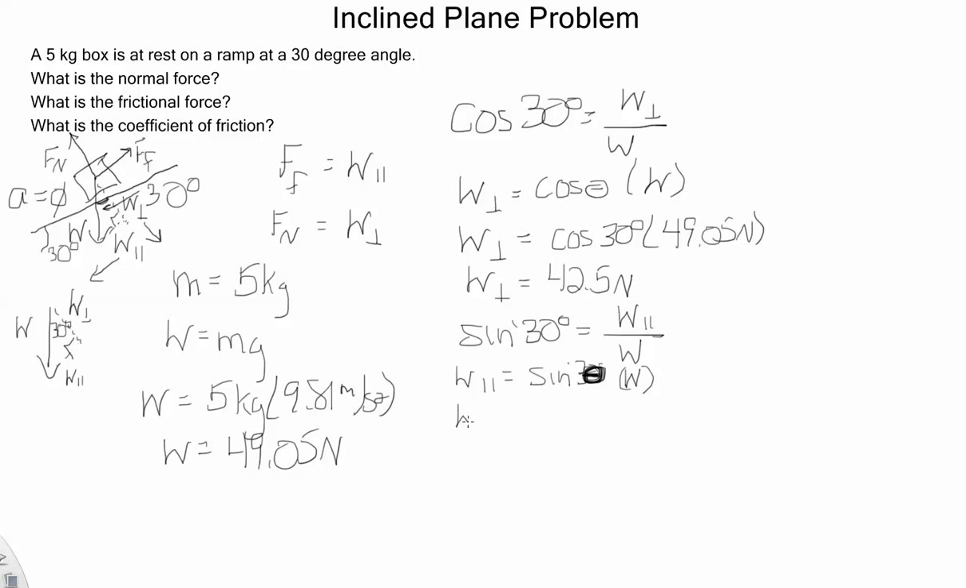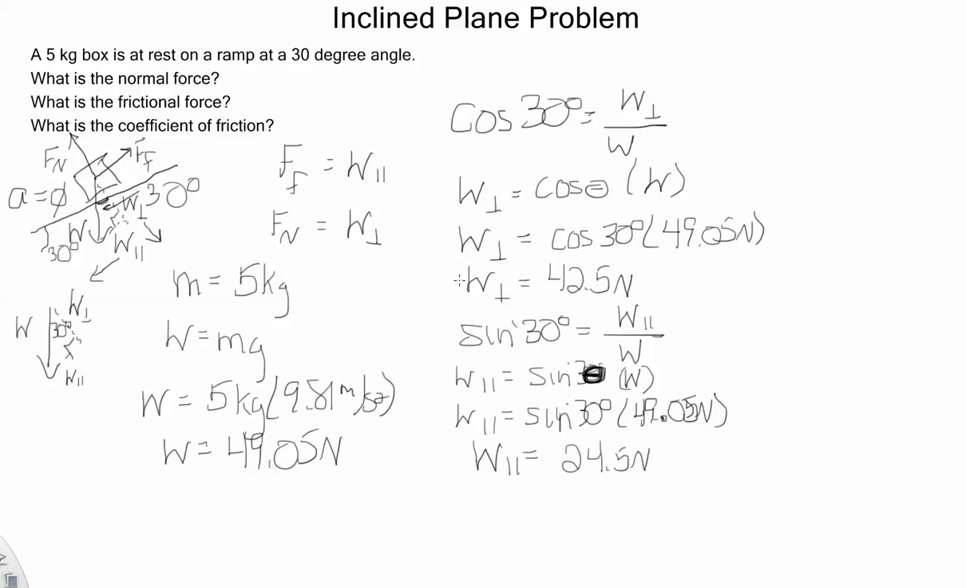Okay, so now I can just kind of plug in my numbers here. So weight parallel is equal to sine of 30 degrees times the weight, which is my 49.05 newtons. Okay, so now to solve for weight parallel, sine of 30 is 1/2 times 49.05, and I get 24.5 newtons.